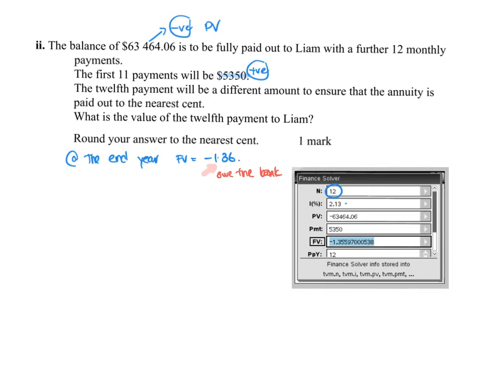So what I can do, instead of taking that 12th payment of $5,350, I will just minus that $1.36, so that I don't have to get the payment and then give back the bank $1.36. I'll just tell them to make the payment a bit shorter. So we've got 5348.64, and that's the answer.